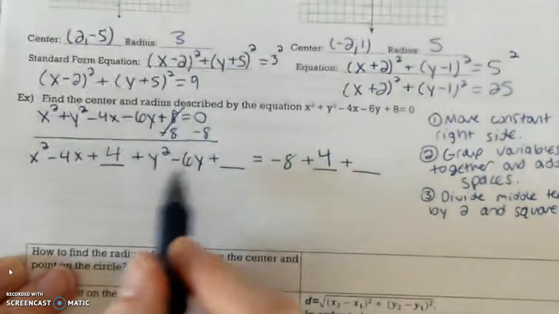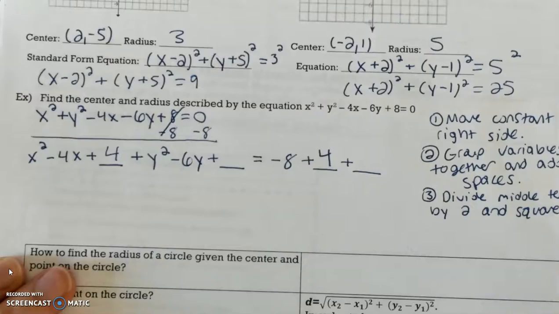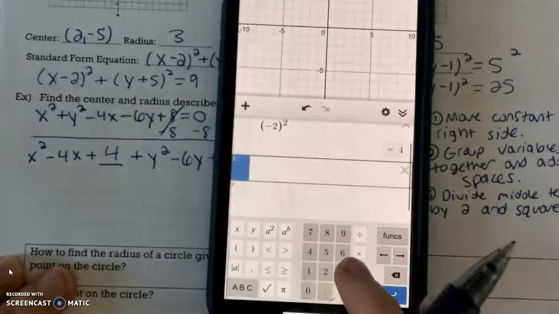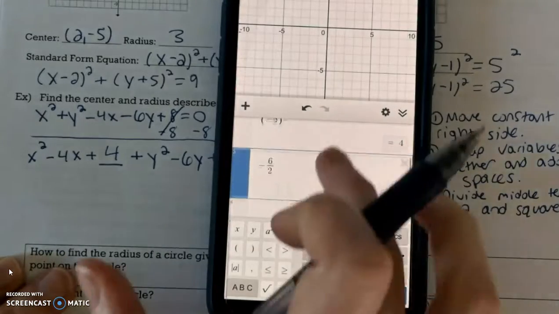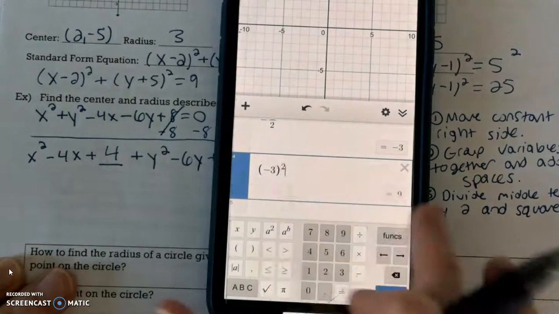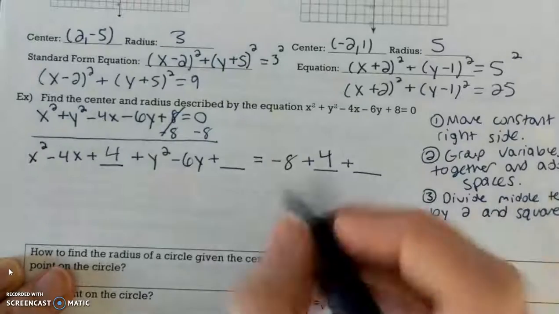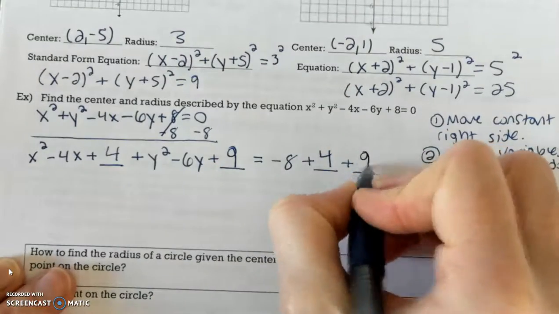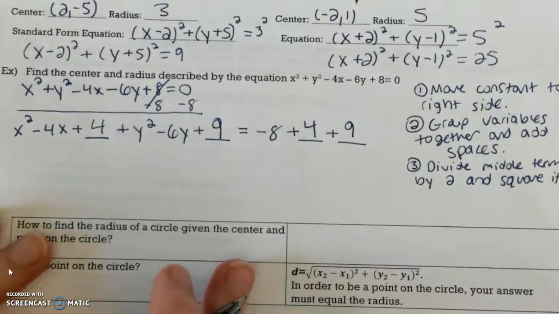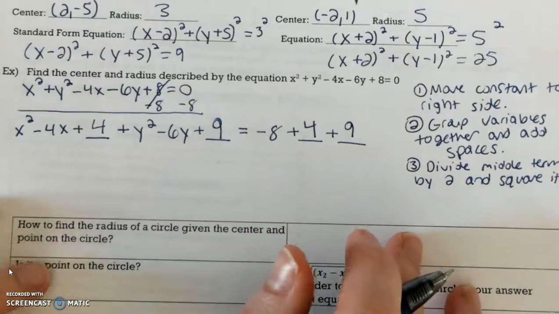Now let's do the same thing for this y group, this y middle term. I'm going to take negative 6 and divide it by 2. That's going to give me negative 3. Negative 3 squared is going to give me 9. So I'm going to put 9 here and 9 here. All right. So that was actually completing the square.